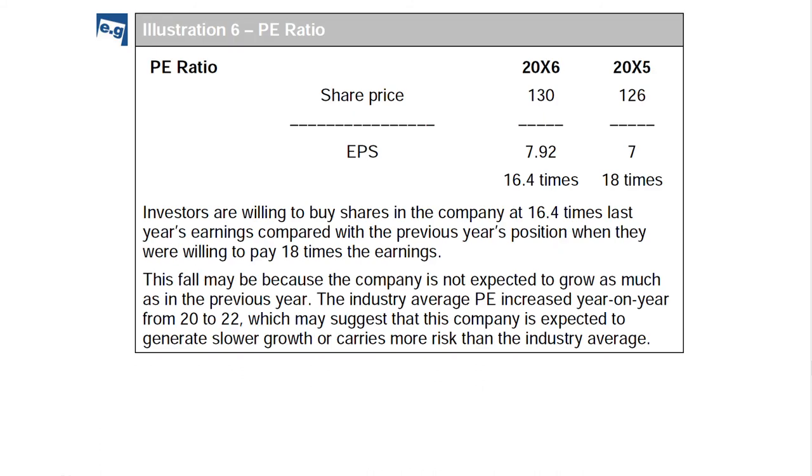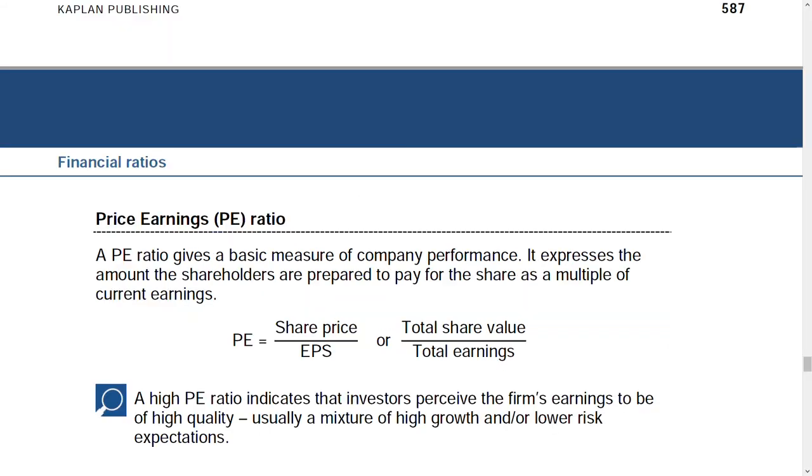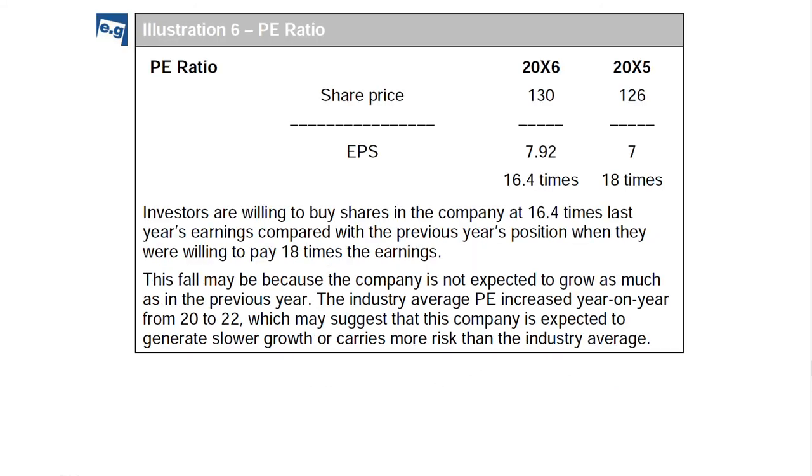Next, we are coming to the illustration. Share price divided by EPS, earnings per share, which we have just calculated. That means if we want to find the price earnings ratio, make sure that you have calculated your earnings per share before you calculate the PE ratio. So EPS, we have calculated it, 7.92 and 7, but the share price is 130 and 126.